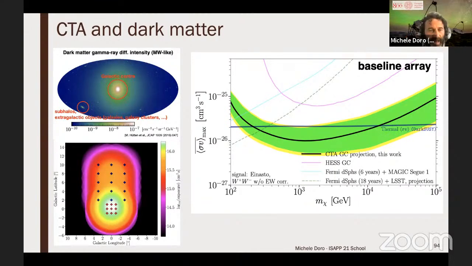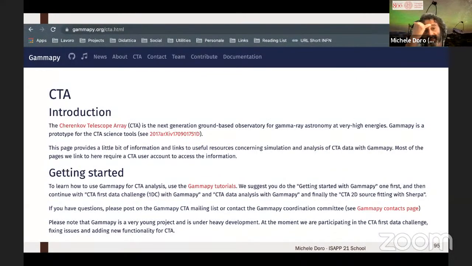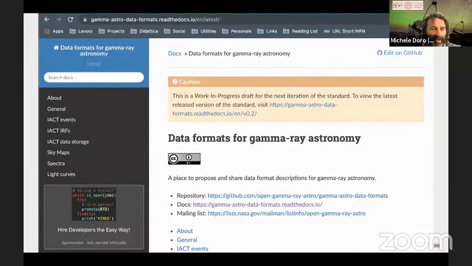And I'm not sure if you are familiar with it. Now, CTA is much more than MAGIC and Veritas have, and we will do what Fermi did. So with a tool called Gammapy, we will be giving access to the data to everybody in the world, okay? I don't know, not everything is decided, but anyhow, if you click here, now you can start learning how to analyze gamma ray data. And really, the field is changing compared to a PhD student of 15 years ago.